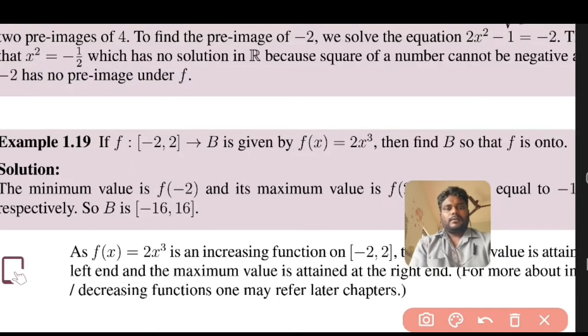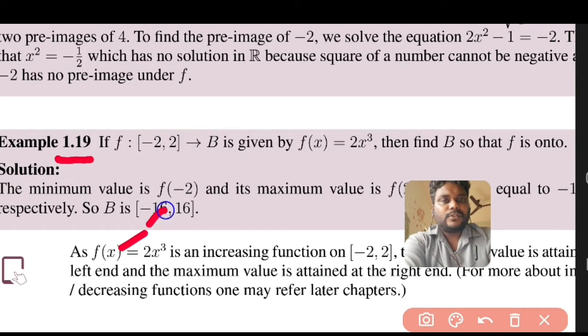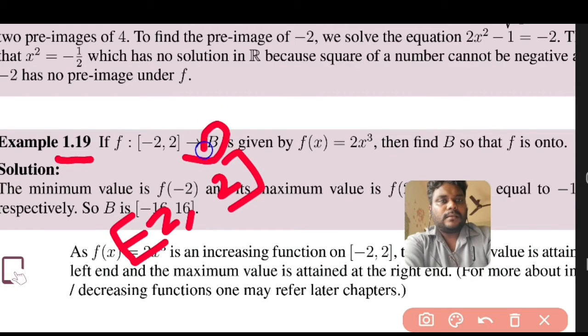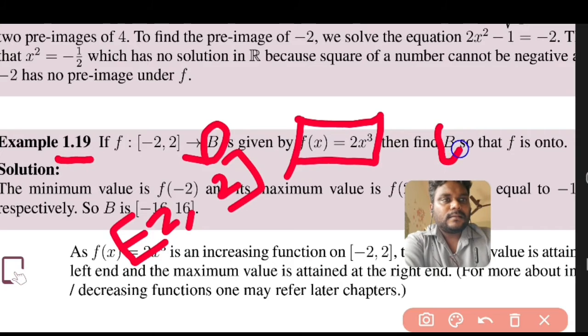Example 1.19. Let f from -2 to 2b be given by f of x equal to 2x cube. Then find b so that f is an onto function.